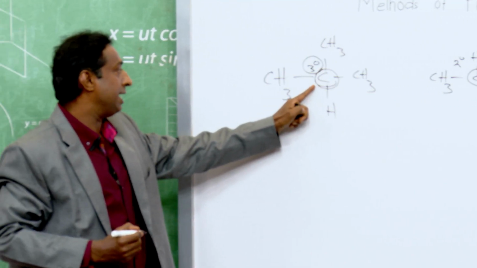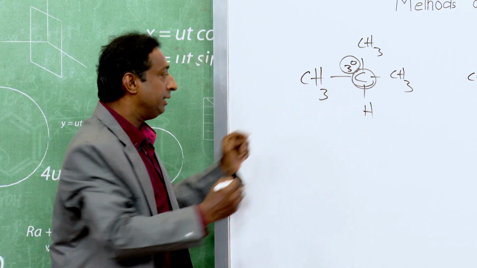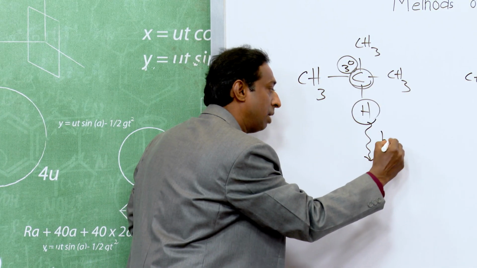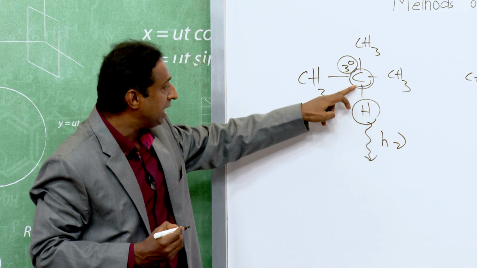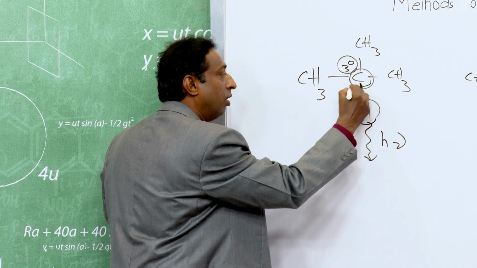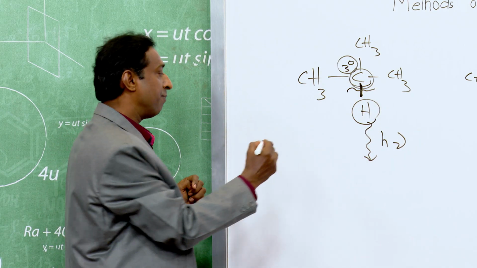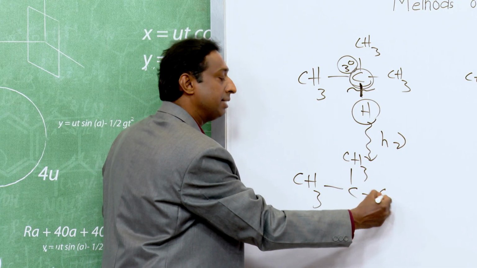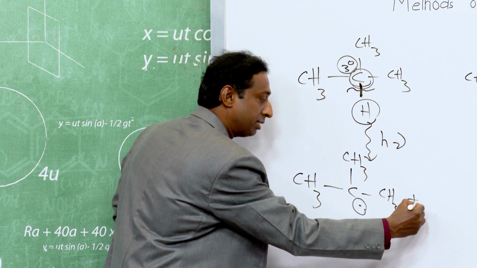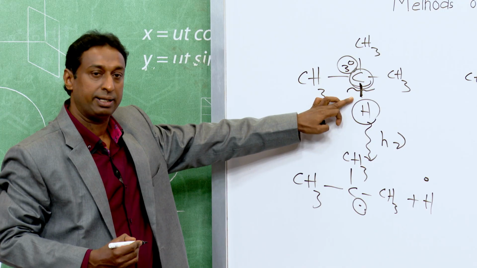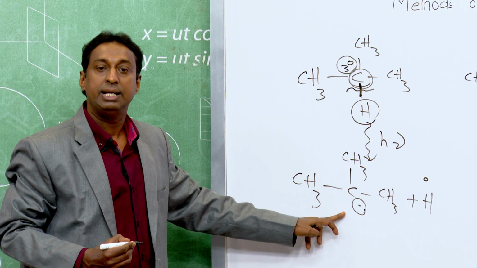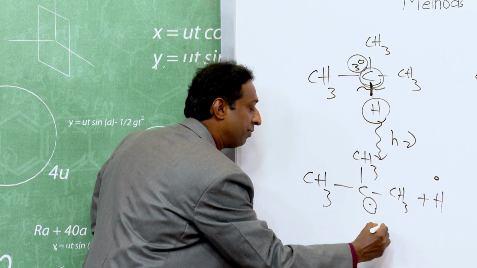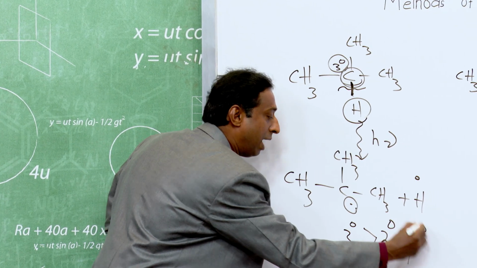Means a carbon attached to 3 carbons is called 3 degree. This hydrogen atom will be easily cleaved in presence of sunlight. If you apply sunlight, this carbon hydrogen bond undergoes homolytic bond fission to get CH3 single bond C, single bond CH3, single bond CH3 dot plus H dot. This bond will break, and this is called a free radical, 3-degree free radical. 3-degree free radical is very stable, then 2-degree free radical, then 1-degree free radical.